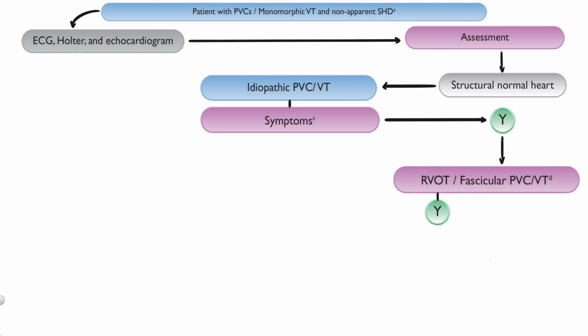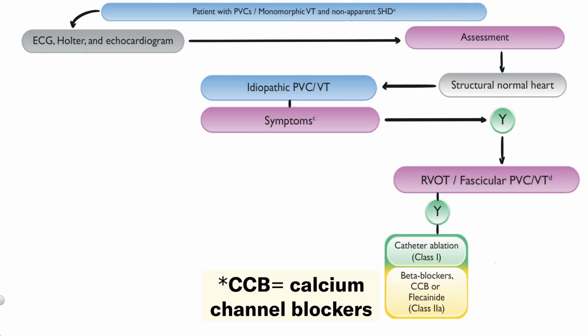If it is the right ventricular outflow tract or the left ventricular fascicles, parts of the left bundle branch, catheter ablation is recommended, or beta blockers or flecainide should be considered.